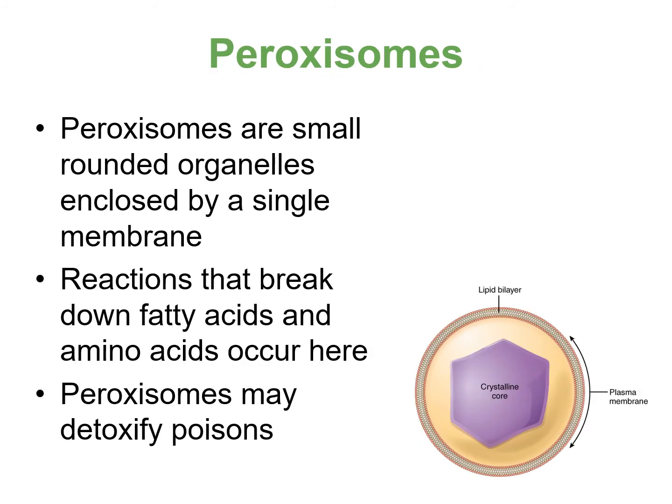Peroxisomes are small, round organelles enclosed by single membranes, and they carry out oxidation reactions that break down fatty acids and amino acids, and they also may help detoxify many poisons that humans put into their body, such as alcohol. Not that any of you have ever drank alcohol or anything like that before.